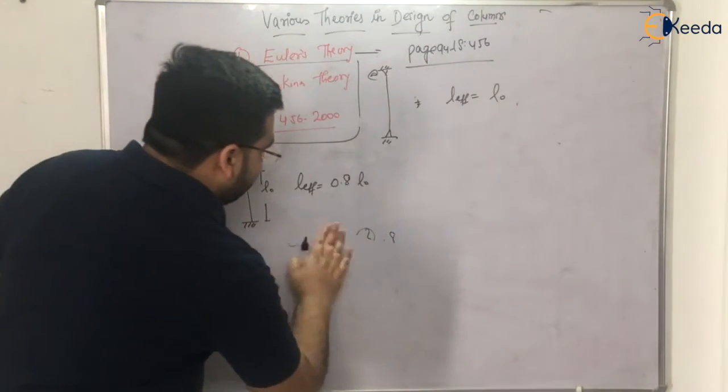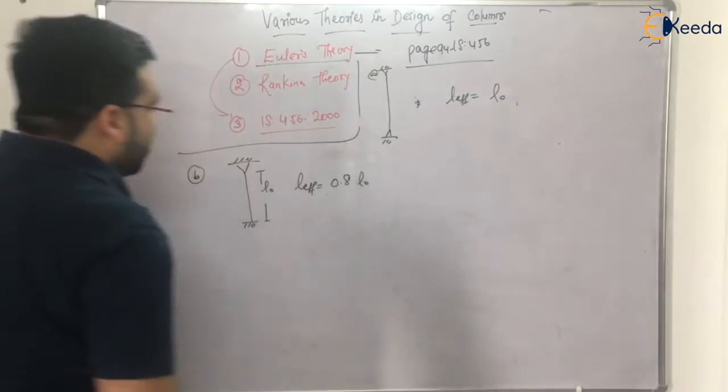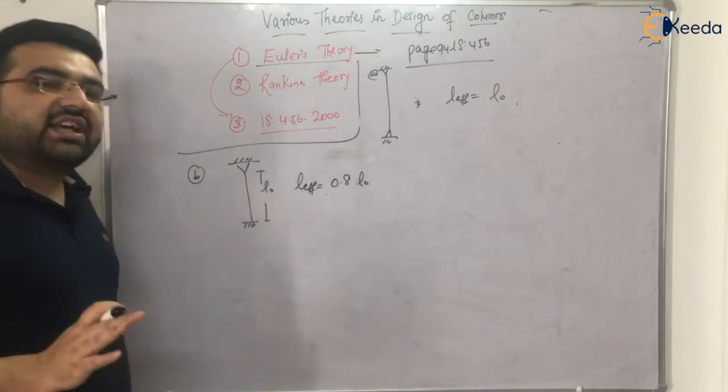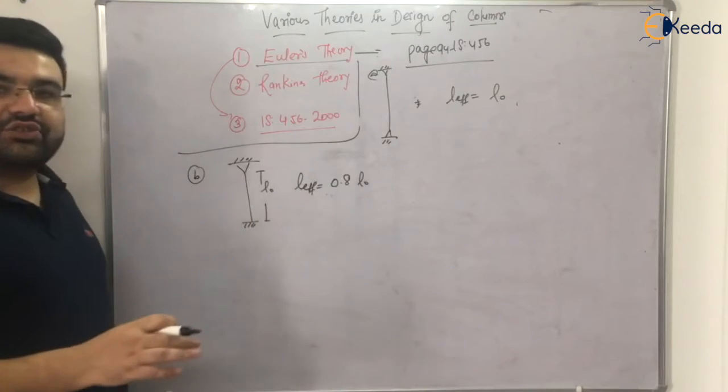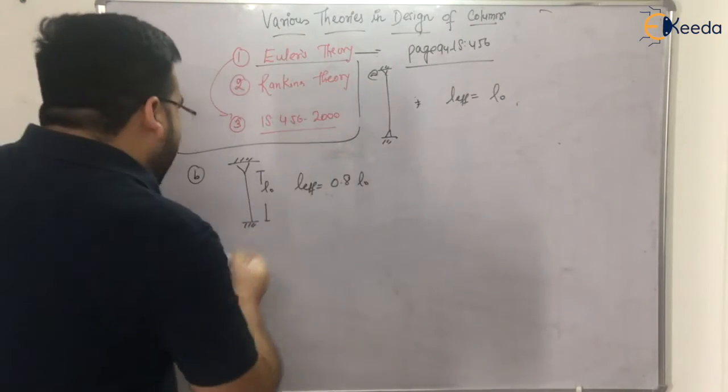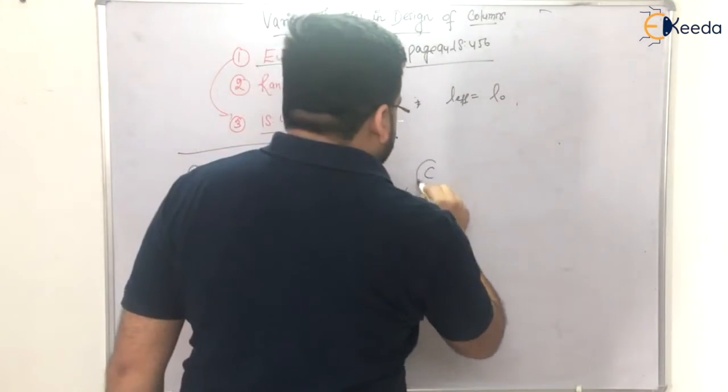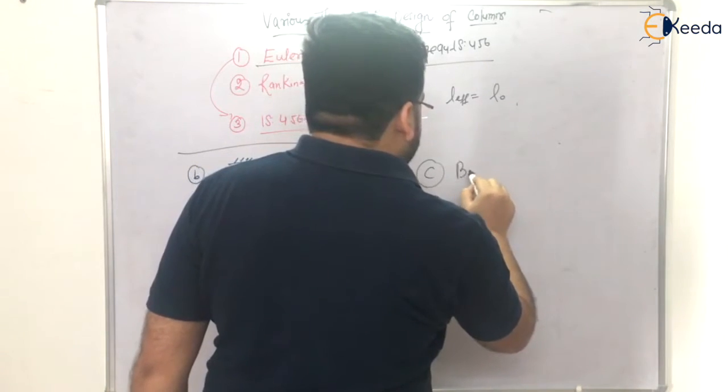Okay, so let me rub it. Now third case would be if both the ends are fixed, right? So if both the ends are fixed, it would have the same value. See, both ends fixed.